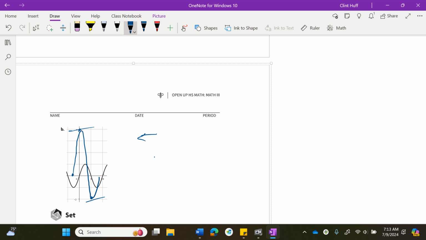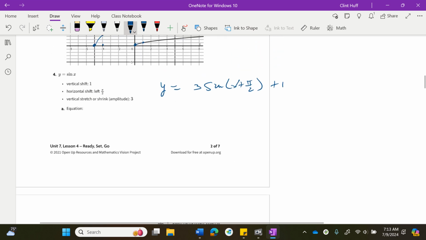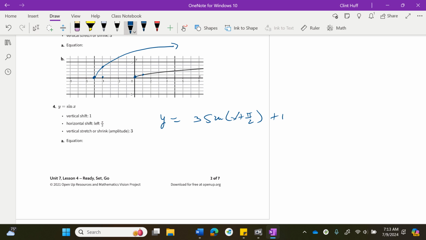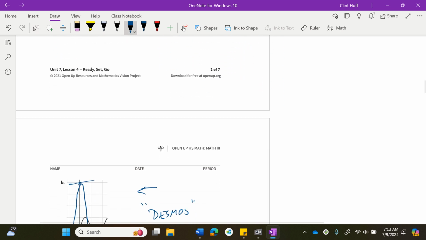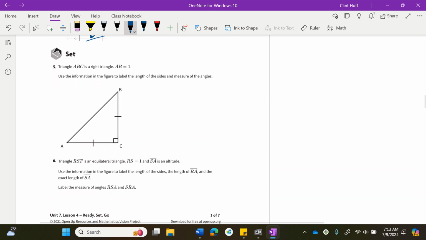Okay, again, a little bit of Desmos will help you here to verify. I would type in both just to verify what the things look like. Type in this into Desmos and type in the transformation, and you'll see it probably a little more clearly.